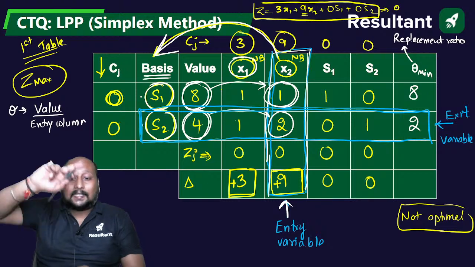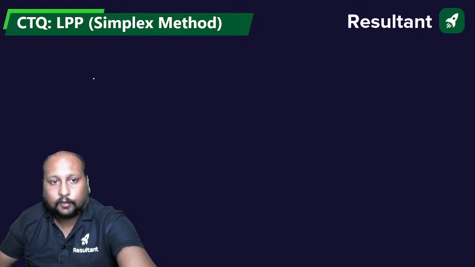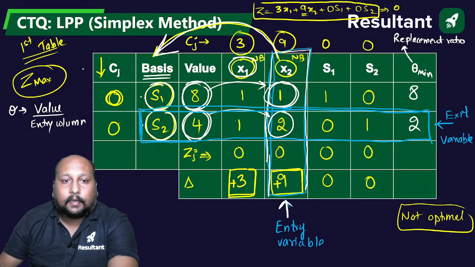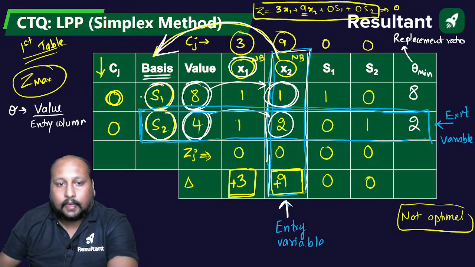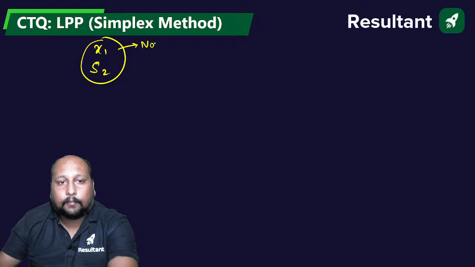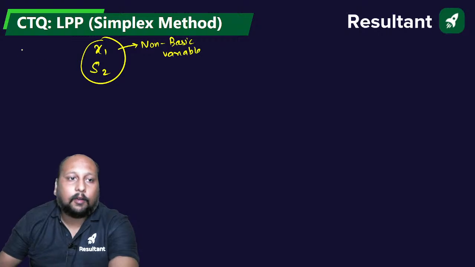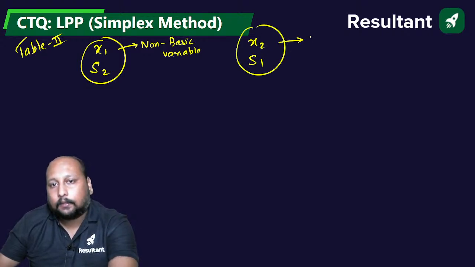That means for second iteration के लिए, second iteration मतलब table number 2, we will be taking x1 equal to 0 and s2 equal to 0, these are the two non-basic variables. So we can say x1 and s2 will be called as the non-basic variables for table number 2. Okay, for table or solution number 2, x2 and s1 are the basic variables.